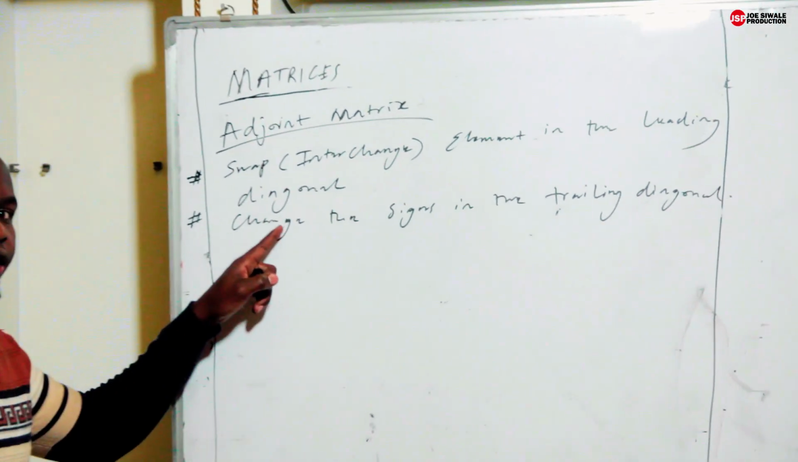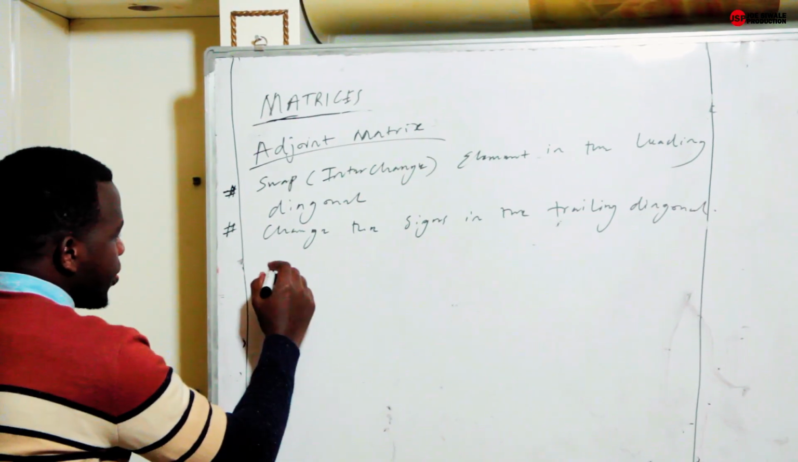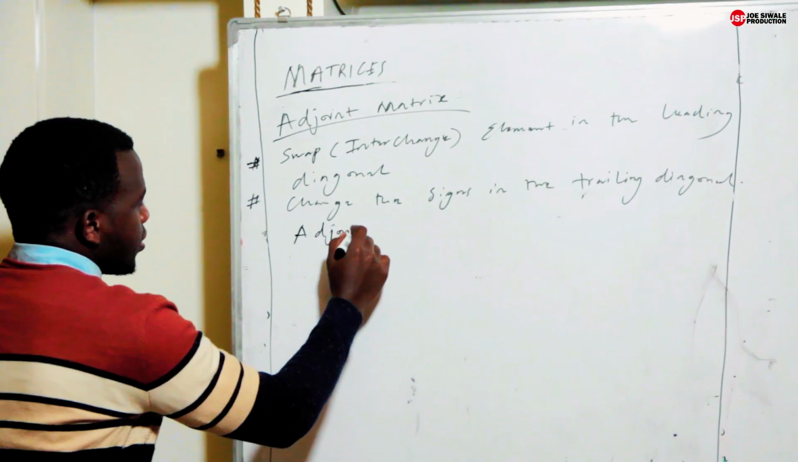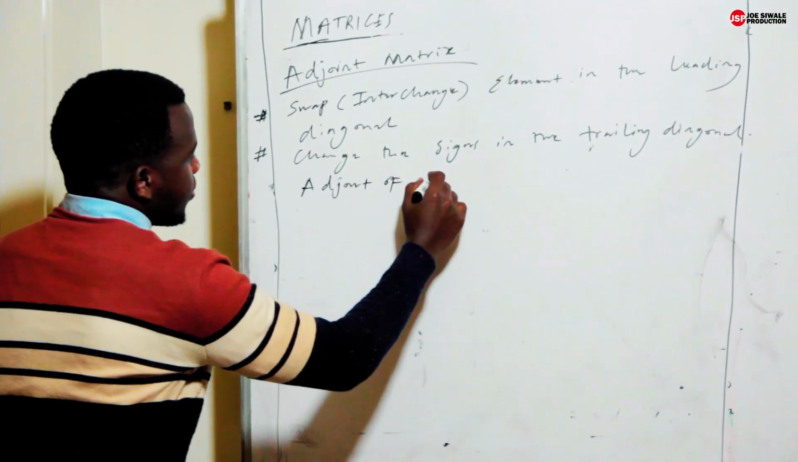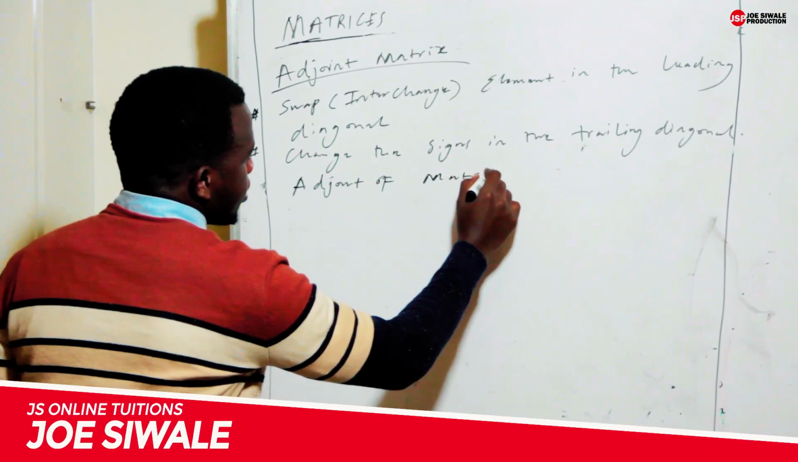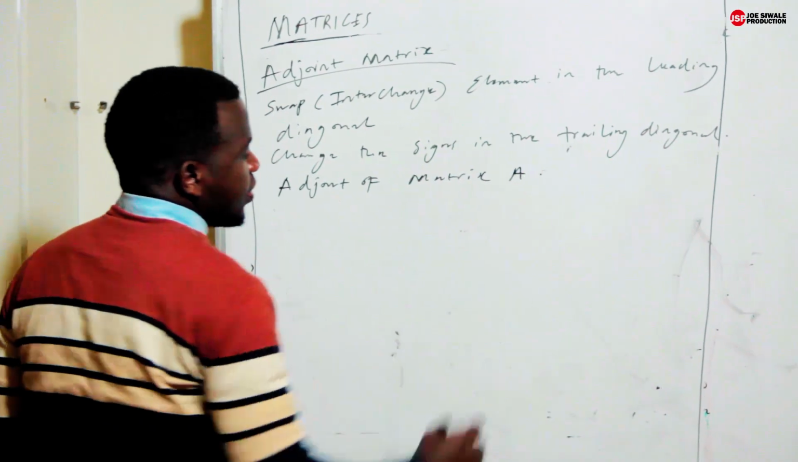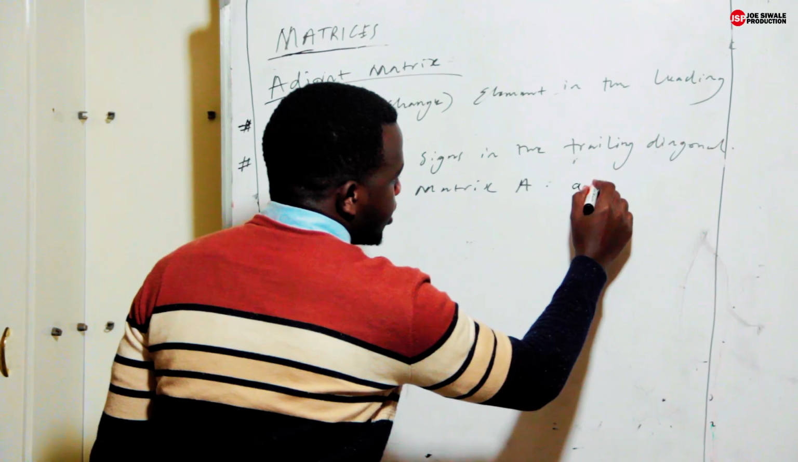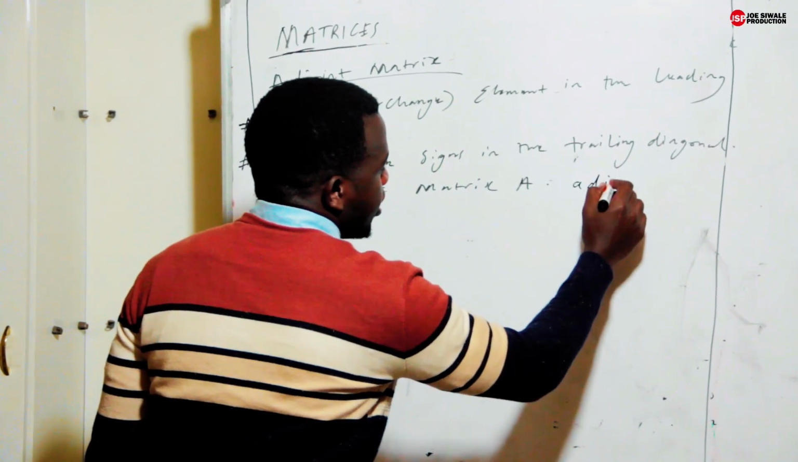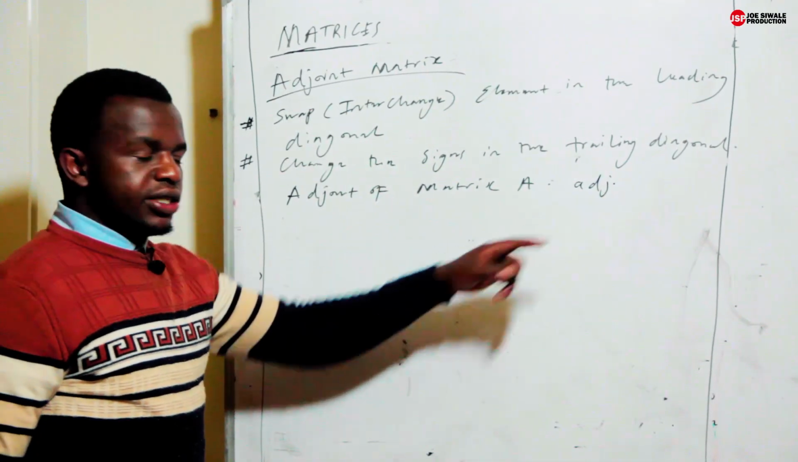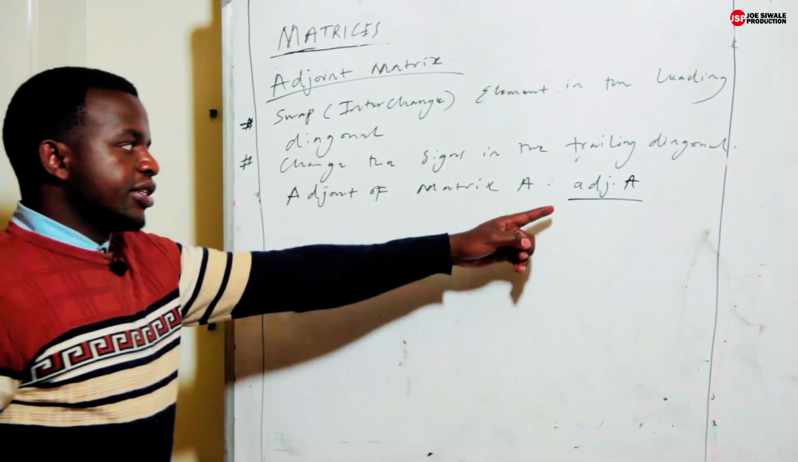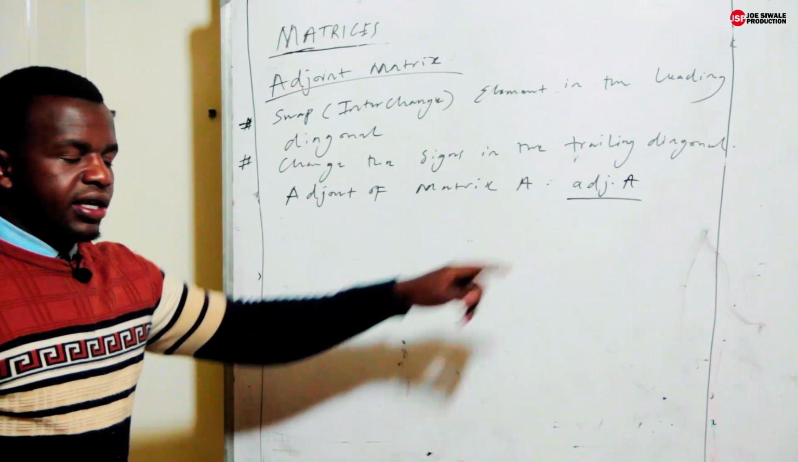In the symbol of adjoint, for example, if you have been told, can you find the adjoint of matrix A? So the symbol of adjoint is adj, small letters, then A. So this represents the adjoint of matrix A.